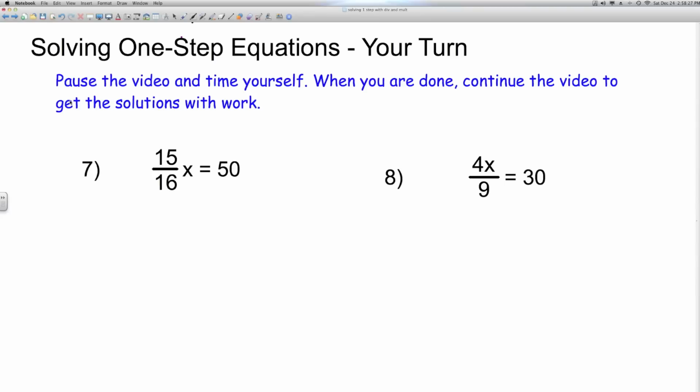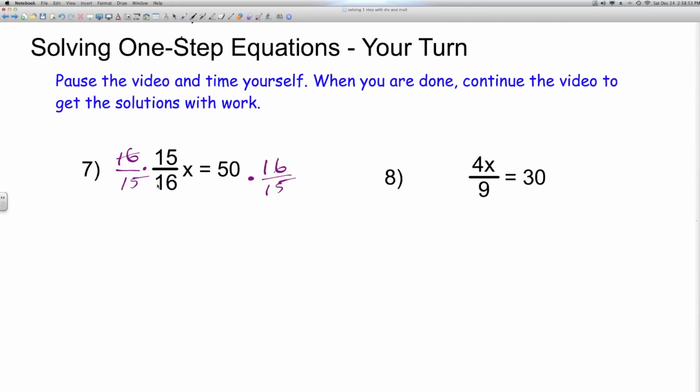Welcome back. Hopefully you got both of these problems right. Let's take a look at these solutions. In number 7, we have 15 over 16 times x is equal to 50. We're going to use the method by multiplying each side by the reciprocal here. We're going to multiply each side by 16 over 15.